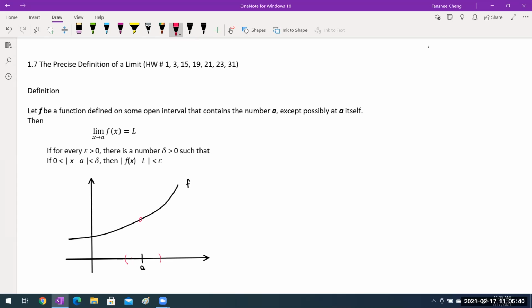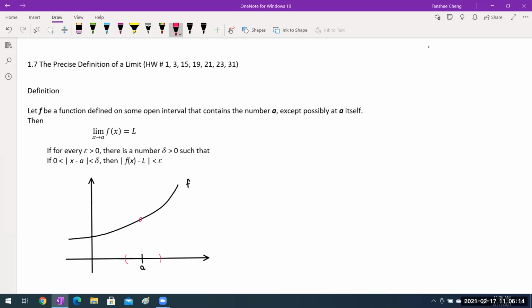Then it says that the limit as x approaches a of f of x is equal to L. That's the key part. What does it mean by x approaches a? Previously we said, intuitively, that when x approaches a, the value of x is very, very close to a. So how do we represent that in mathematical format? Let's continue on with the definition right here.